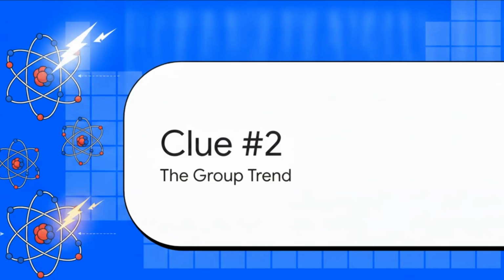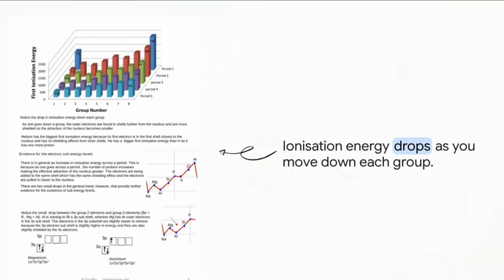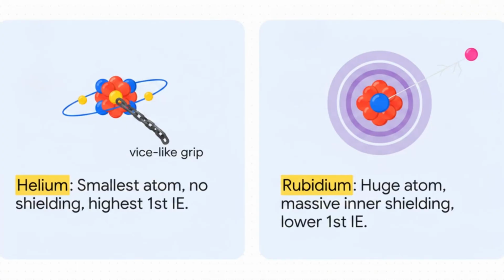Part 4. Clue number 2, the group trend. Now, as we move down a group on the periodic table, the first ionization energy actually drops. Why? Well, going down a group means we're adding entirely new main electron shells. This pushes those outermost electrons much further away from the nucleus, which massively increases that shielding effect we talked about earlier. This gives us a perfect contrast.